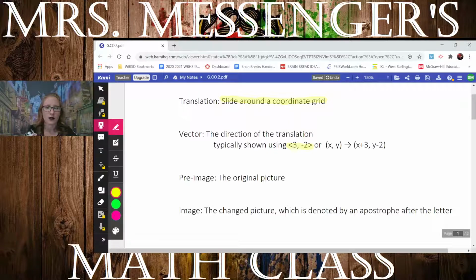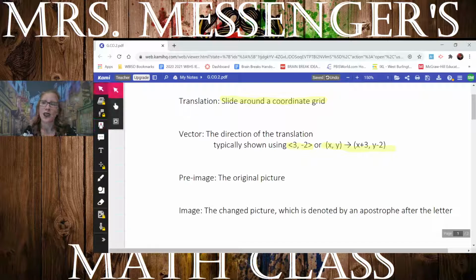So we see vectors as two numbers in between a less than and greater than symbol, or we can see it as a direction like this. Both mean the same thing, and we'll talk about how to approach that.